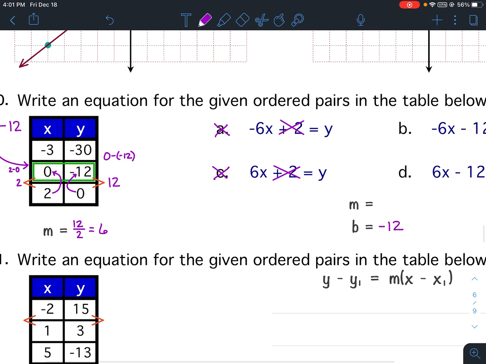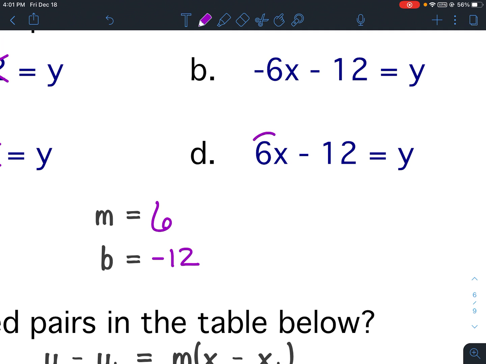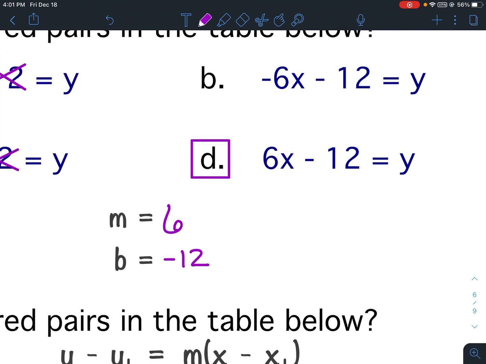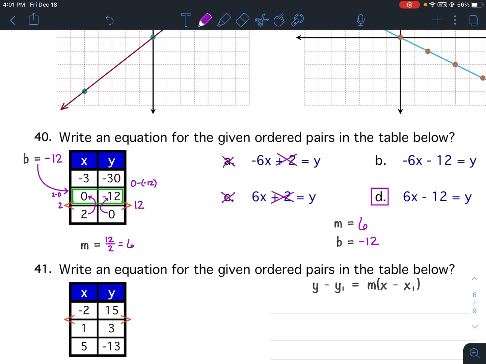So my slope is positive 6. So which answer is it, B or D? Well, D is the one that has a positive 6 slope. So that is my answer. Pause your video, make sure you have all of that written down.